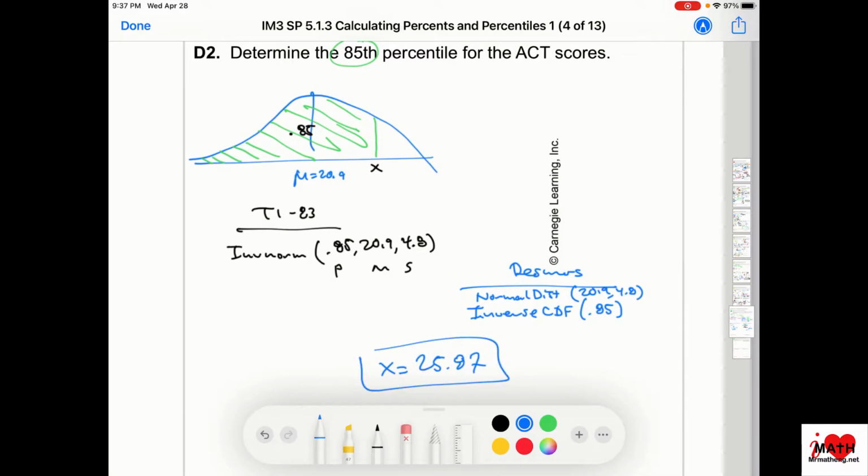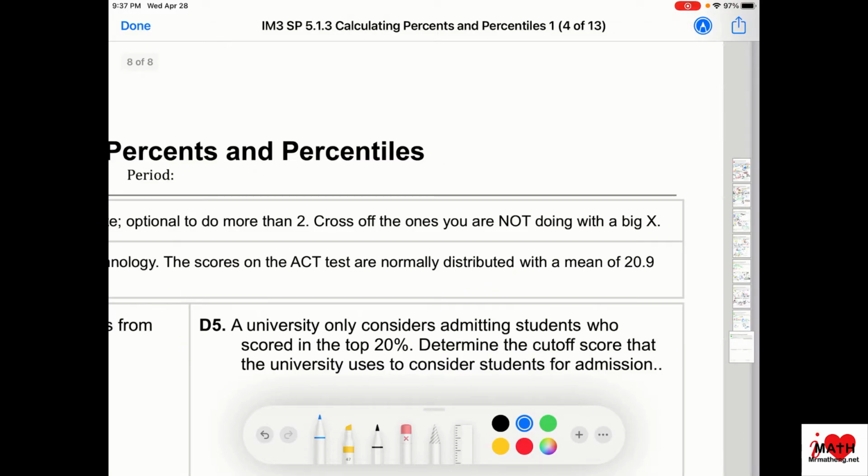So if someone scores a 25.87 on the ACTs, that means they've scored higher than 85% of everyone who's taken it, and that means only 15% have scored higher than them. Let's go ahead and go to D3.